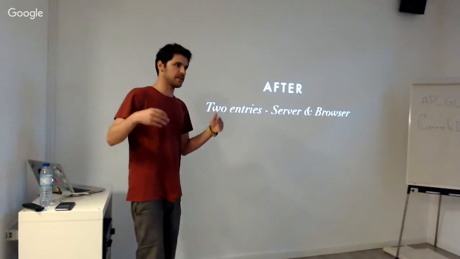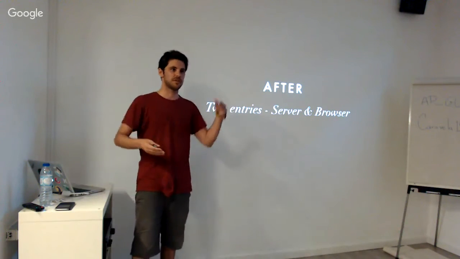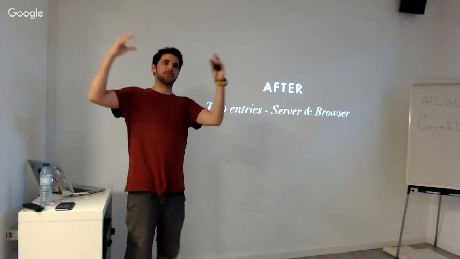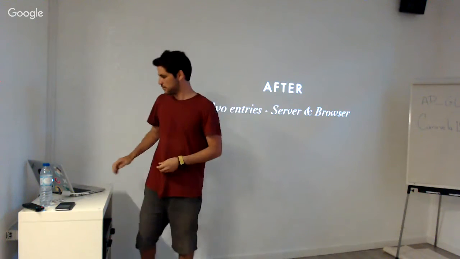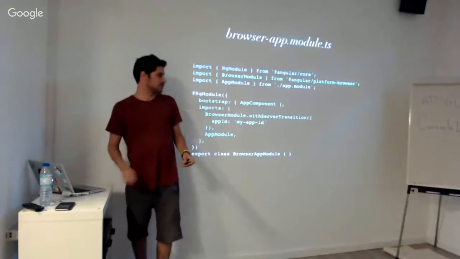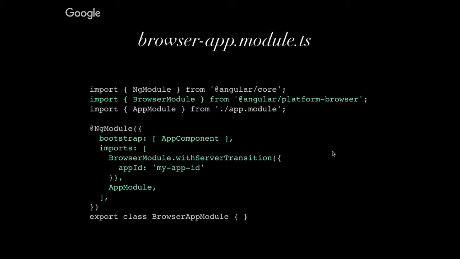You have mainly two entries. So you have one entry which is the browser, and then you have another one which is the server. So this app root module kind of splits up into two modules. That's more or less the change that you would have to do on a normal app. So the browser module looks like this. It's really, really similar to the previous one. We import the app module, which is the root module. The difference here is that it bootstraps an app component, because you have your app root module and it splits into two. So this is the one that's going to get bootstrapped, this module here, browser app module.